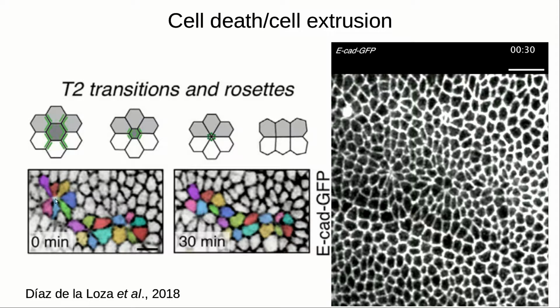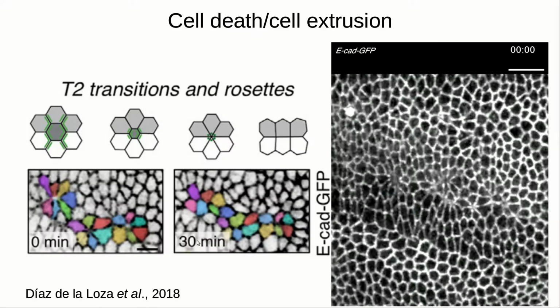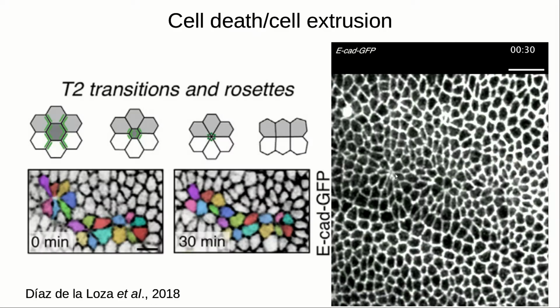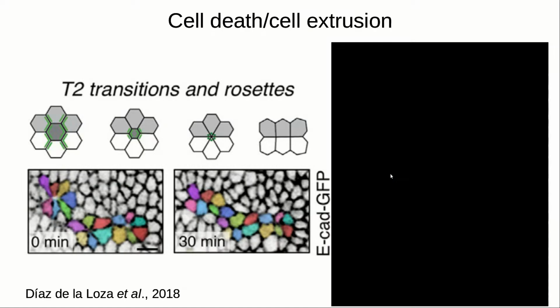So here you have pictures where the central white cell is being extruded, and there you have a video. Here I'm going to put it again. Here you have a cell that is being extruded. As you can see, it gets smaller.